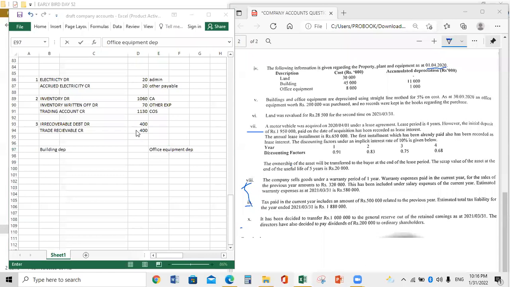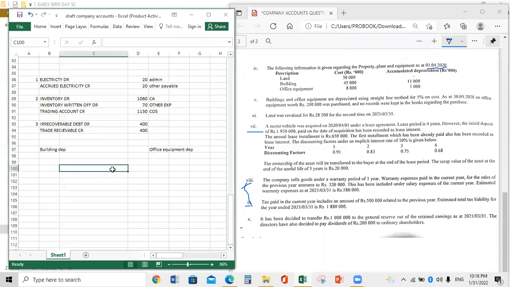Okay. Now see here, 30,000, 45 and 8,000. Let's read the adjustments. Building and office equipment are depreciated using the straight line method, 5% on cost. As at 30th September 2020, an office equipment worth 200 was purchased and no records were kept in the books recording this purchase.